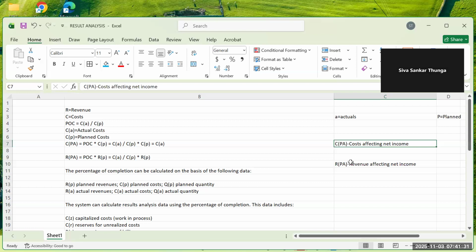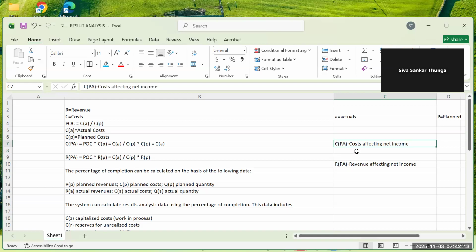Whenever we are preparing the income statement, the cost that is contributing in the income statement, and the revenue that is contributing in the income statement, that is the meaning. Say, for example, for this much of cost, how much revenue do I have to get? Then my revenue minus cost is my profit, right? Cost affecting net income.